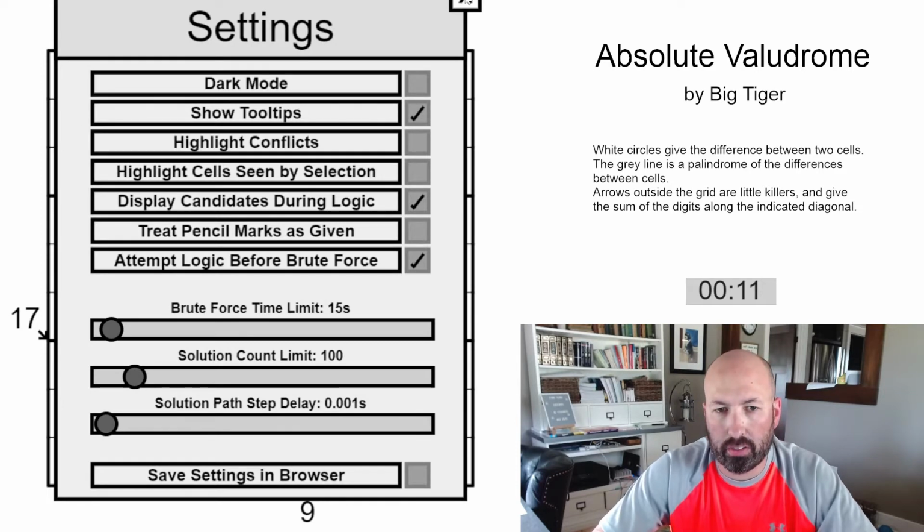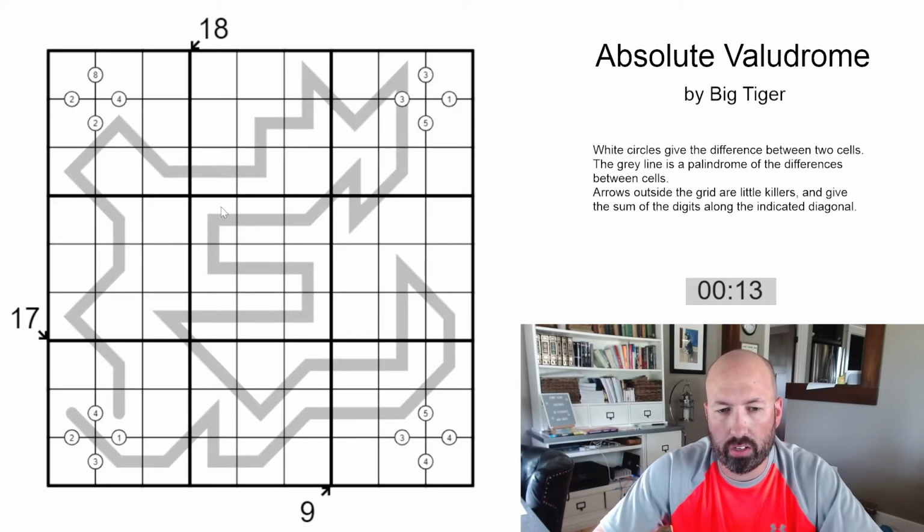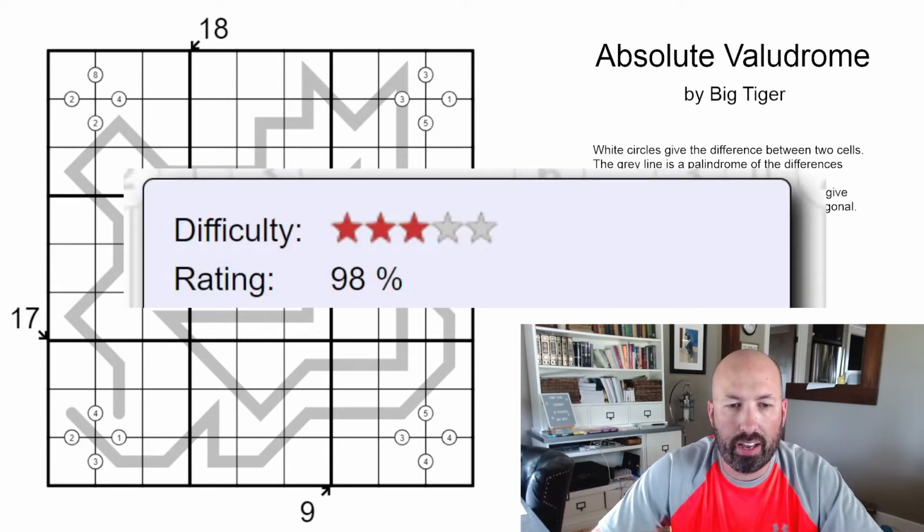highlight conflicts is going to be turned off because it doesn't quite understand the rule, and when you finish, it's not going to stop the timer. Because there's a different rule with the palindrome. So we'll get to that in just a second. But this is by Big Tiger, and it had a 98% rating on Logic Masters Germany with the 3 stars for difficulty. So just the perfect kind of puzzle that I like to do.